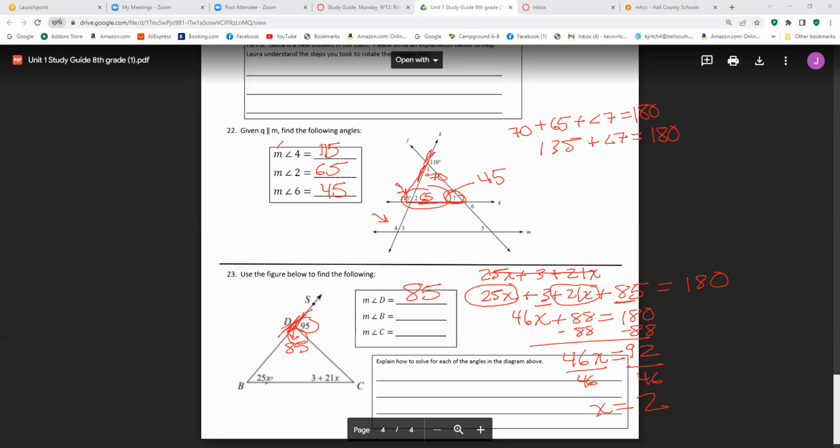Since I know the value of x is 2, I'm going to multiply 25 times 2 and I get 50. And then here, the value of x is 2, so 21 times 2 is 42, and 42 plus 3 is 45. Now, when I add all of these 3 angles together, I should get 180. So I'm going to double check myself. 85 plus 50 plus 45 is in fact 180 degrees. So that's how I would explain how I got each angle.